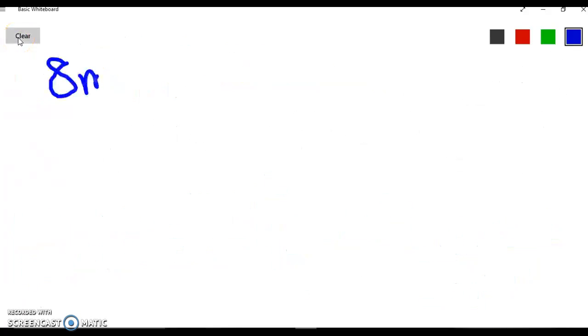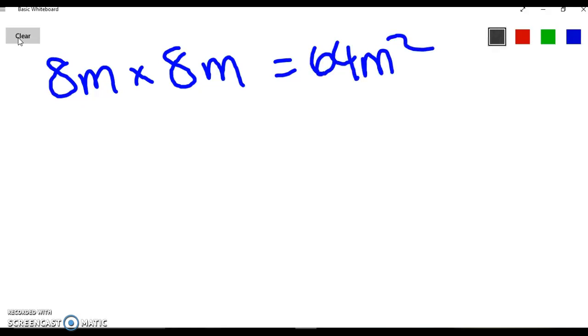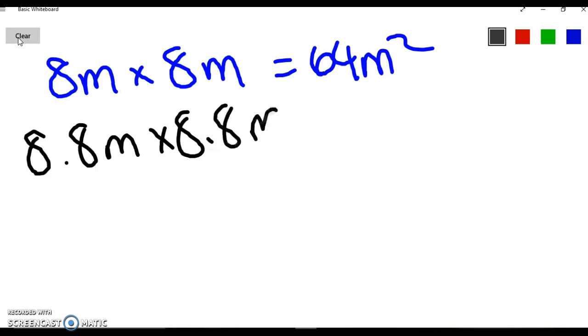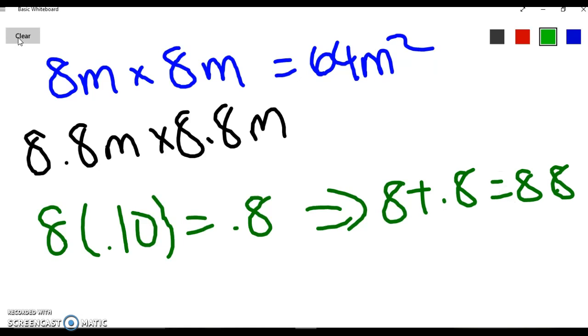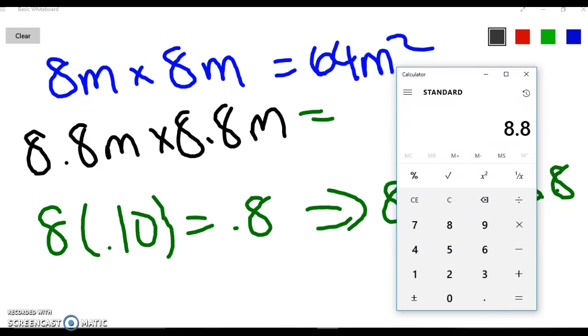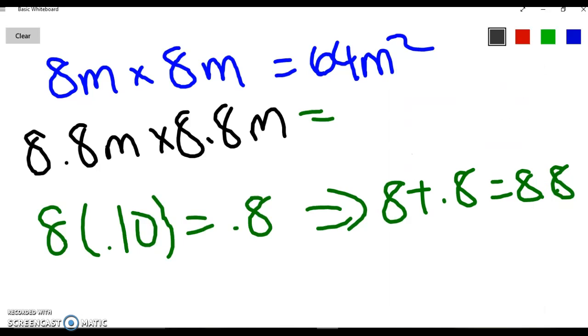So I have 8 meters by 8 meters, which is 64 meters squared, and I have 8.8 meters by 8.8 meters. Remember how I did the increase by 10%, which is, we'll do that over here. So that's 8 times 0.1, which is 0.8. So that's going to give me 8 plus 0.8, which is 8.8 meters. Okay, multiply that. So 8.8 times 8.8 gives me 77.44.